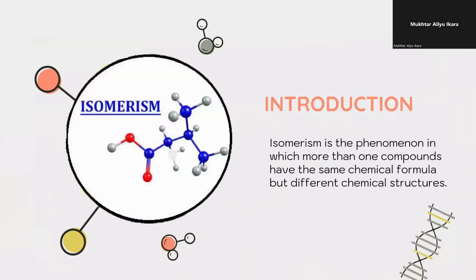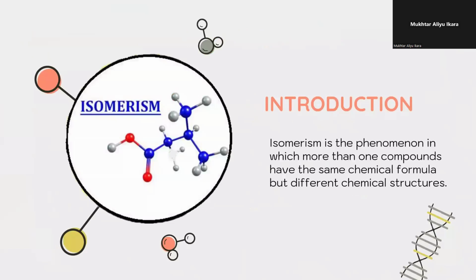So now, what is isomerism? Isomerism is a phenomenon in which more than one compound have the same chemical formula, but different structural or different chemical structures. It means that in isomerism, compounds have the same molecular formula, but different structural formula.